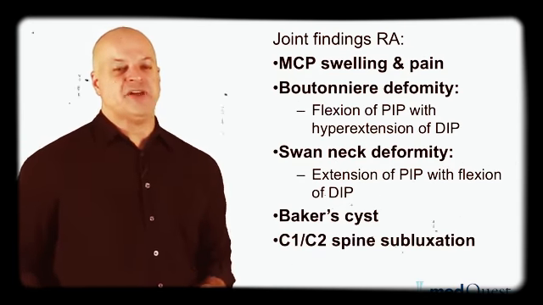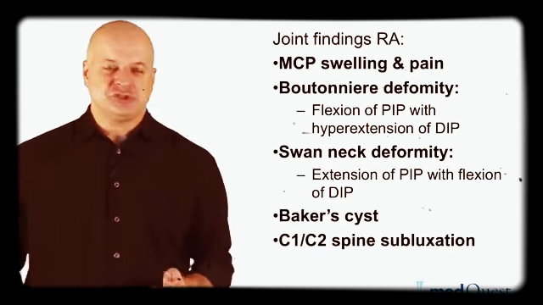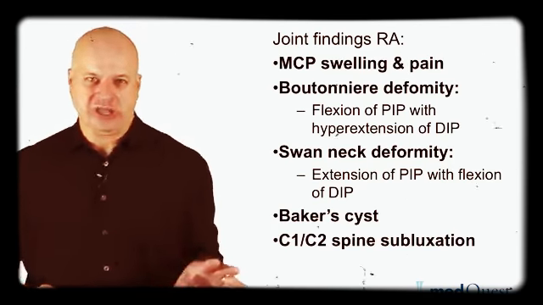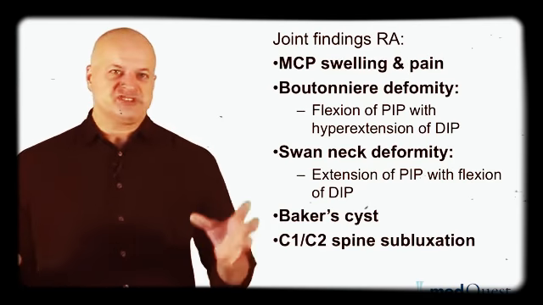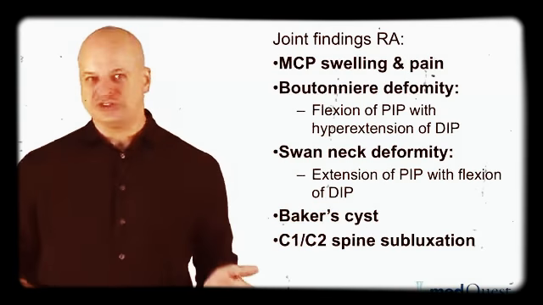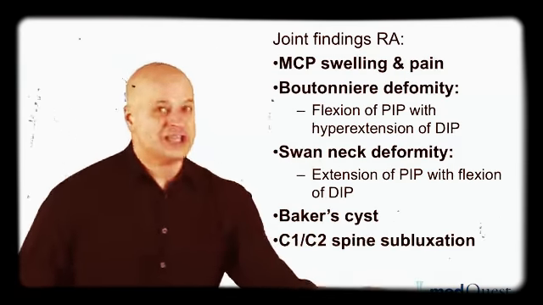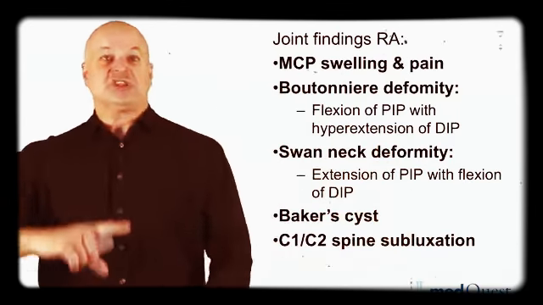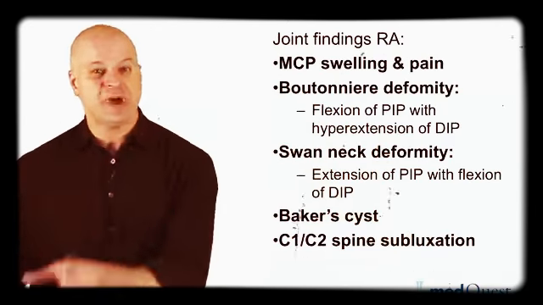Okay, you can feel like a bump down there, Baker's cyst. C1, C2 spine subluxation, the questions go like this. A person with rheumatoid arthritis now all of a sudden develops upgoing toes and hyperreflexia. The wrong answer is adding methotrexate. The right answer is spinal fusion.